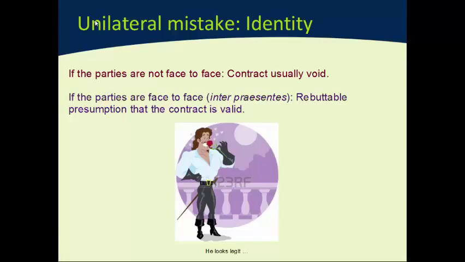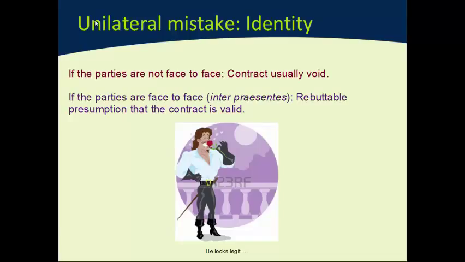Now, this is where it gets really interesting, because if the parties are face-to-face, well, the court will assume that you're intending to create a contract with that person there, that person who's right in front of you. And if you think that their name is Bill, but their name is actually Bob, well, that doesn't really matter, because they're right there, they're in front of you. You're not making any mistake about who you're dealing with. The person who you're dealing with is the person who's standing right in front of you.